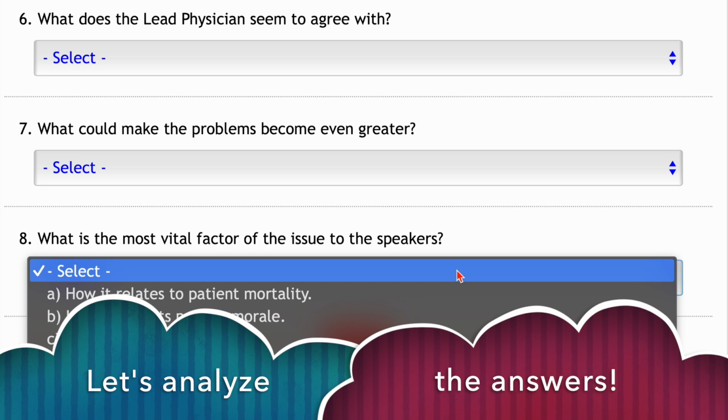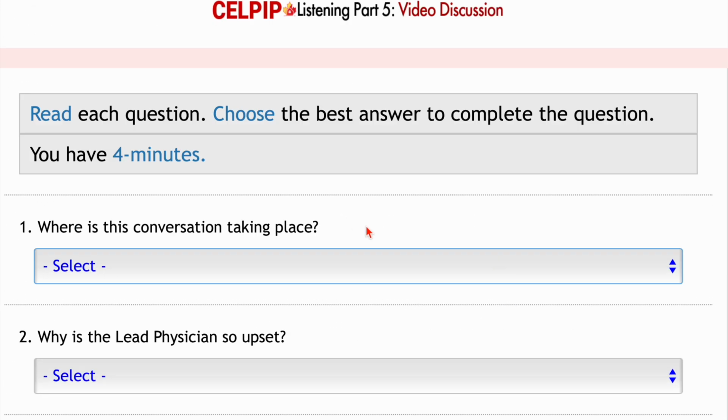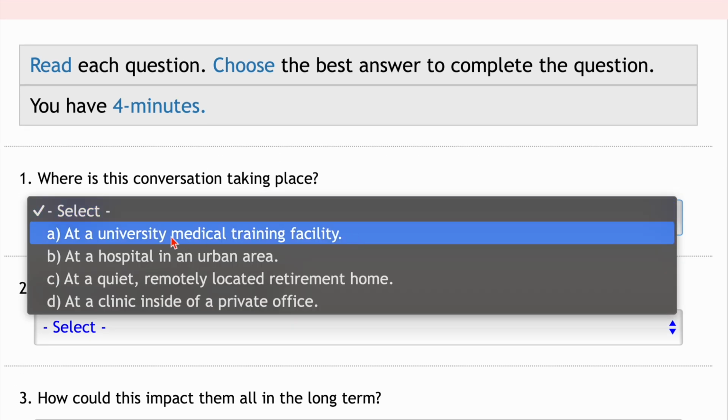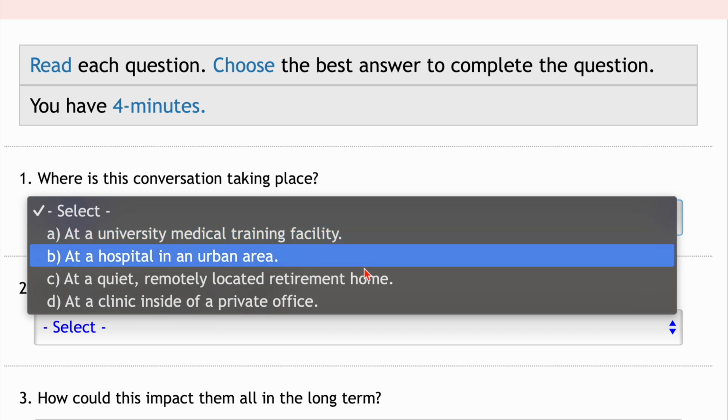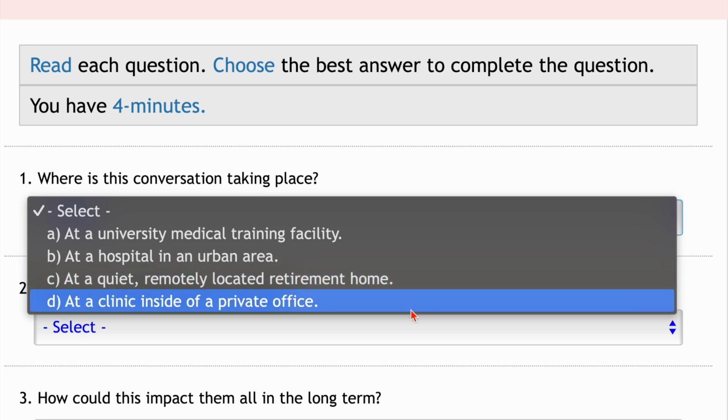Okay, then, everyone. So let's now analyze the answers. Let's see how you did, okay? So then, everyone, let's read question number 1. Where is this conversation taking place? At a university medical training facility, at a hospital in an urban area, at a quite remotely located retirement home, at a clinic inside of a private office. Okay.